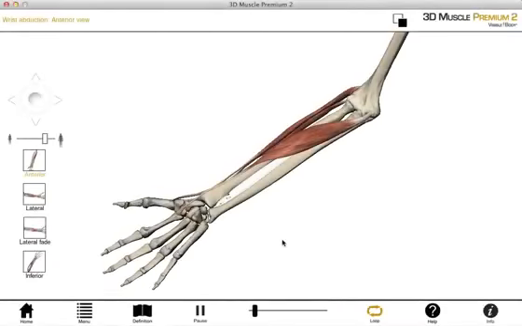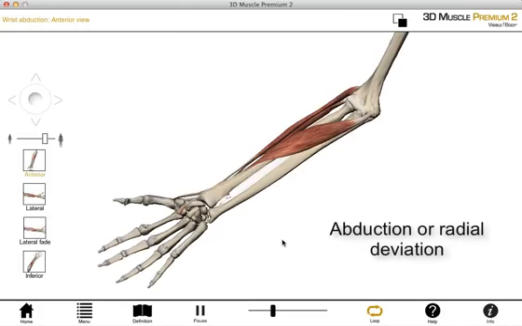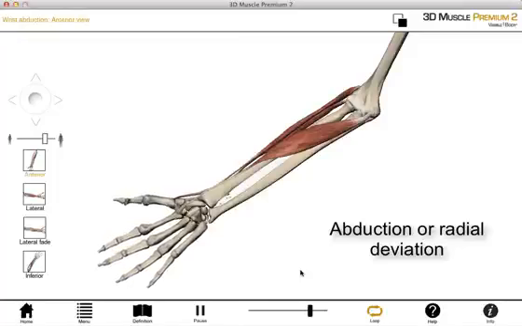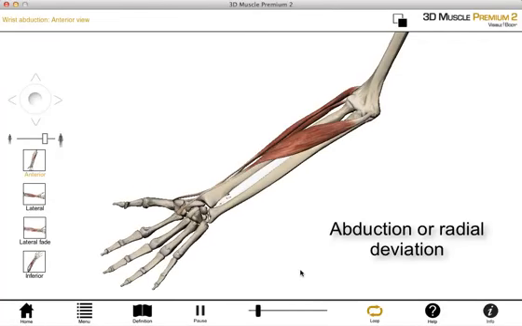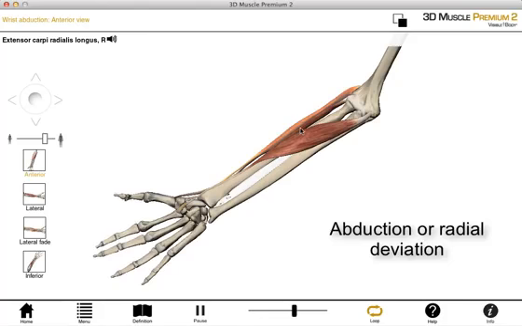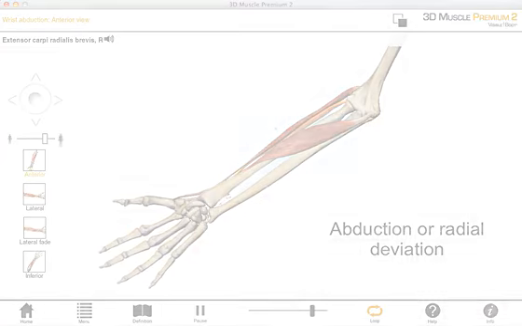Demonstrated in this animation is abduction of the wrist joint, and this particular movement occurs within the frontal plane, whereas flexion and extension occurred within the sagittal plane. Highlighted here are also some of the muscles that will help to produce abduction at the wrist joint.